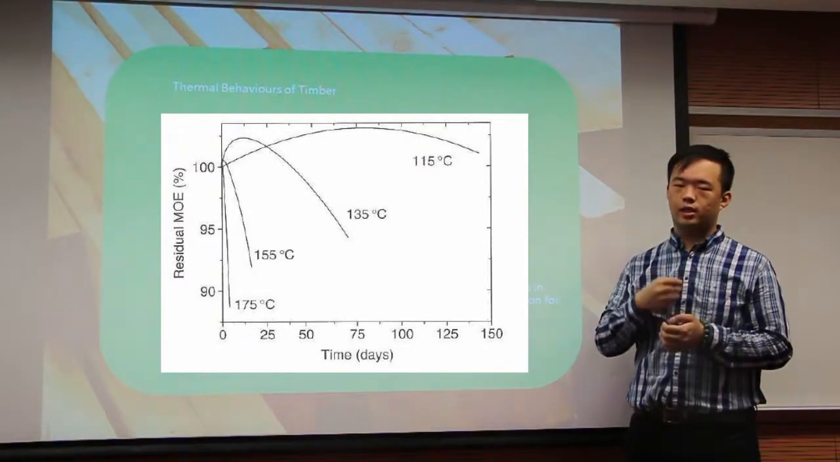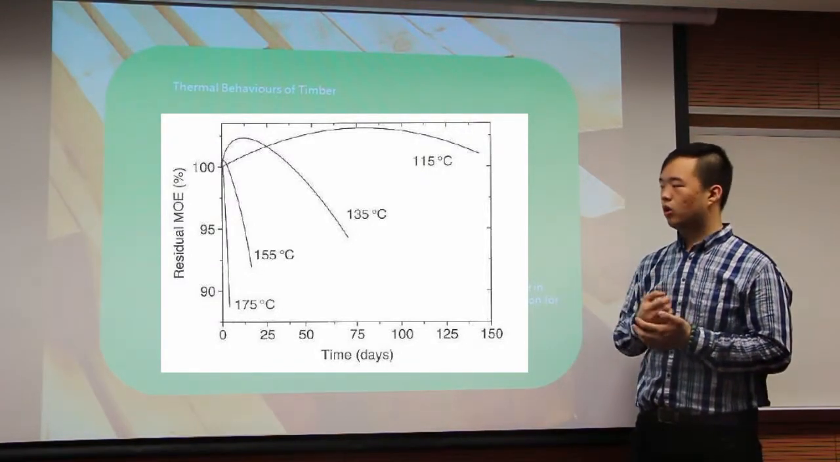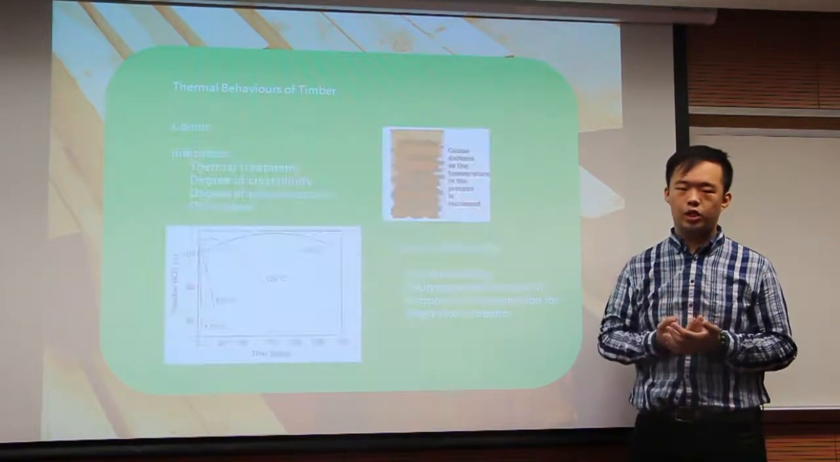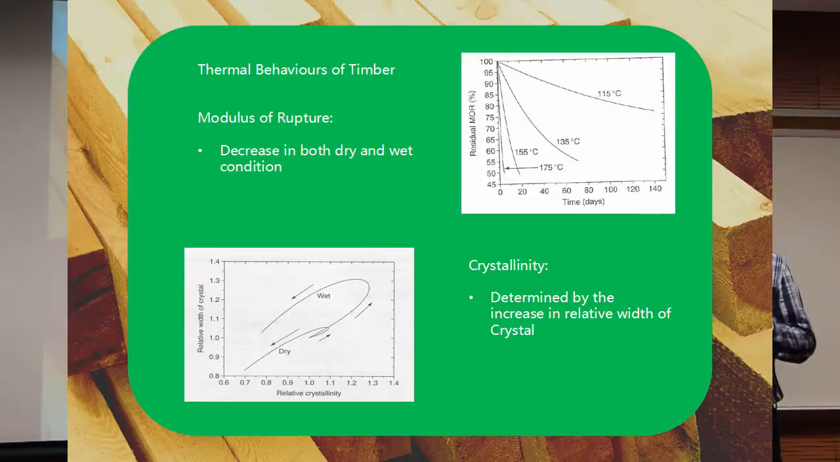But the increase is essential, which means that the decrease will appear after the increase. And we can see it will decrease with the increase in temperature and the increase in duration of this process. And next we will talk about the modulus of rupture.